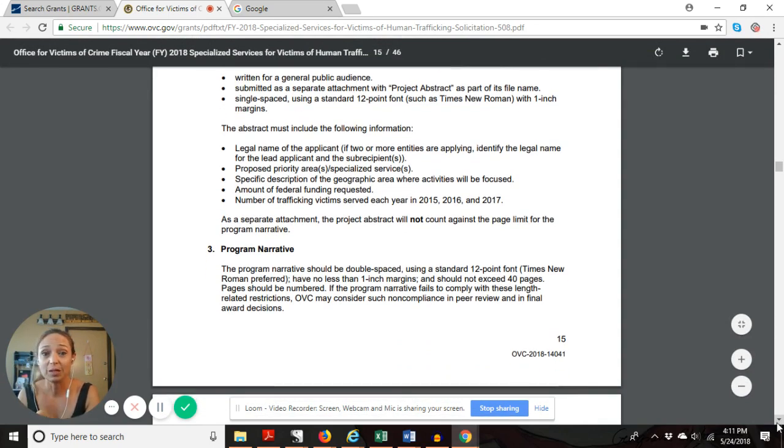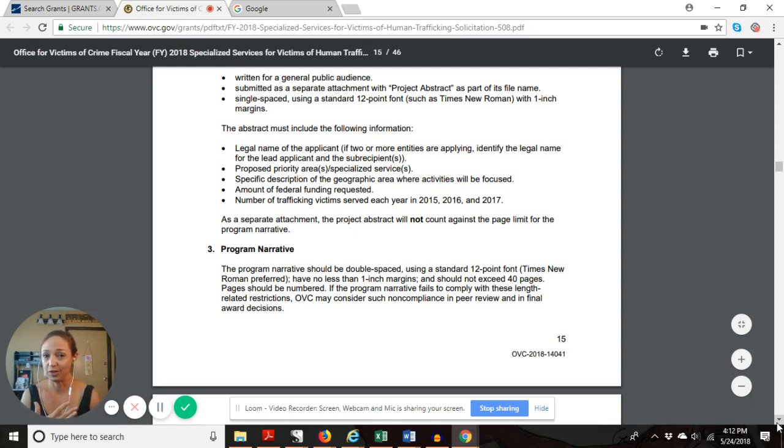They want the legal name of the applicant. They want the proposed priority areas. And they already told you what those priority areas were going to be, so don't make up your own. Do what they want and then put your project in line with that. They want a specific description of the geographic area where the activities will be focused. They want the amount of federal funding requested. So what are you asking for?